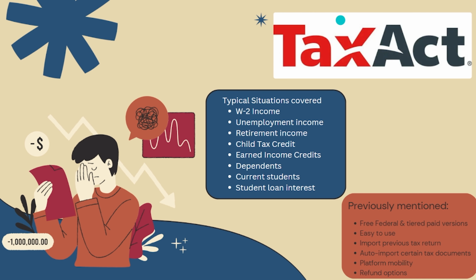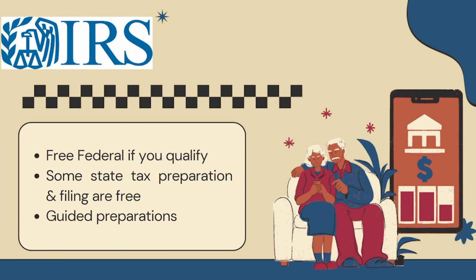So here with TaxAct next, you can see right over here, you can actually have it covered with W-2 income, unemployment income, retirement income, tax credit, child tax credit, earned income credits, dependents, current students, and student loans. This one is going to be free for the federal, as well as some paid tiers, depending on if you have like stock claims or if you are a small business owner, you are going to have to go through the higher tiers. That's going to be typically the case with all of these different companies that we are talking about here today. So next up here is going to be with the IRS.